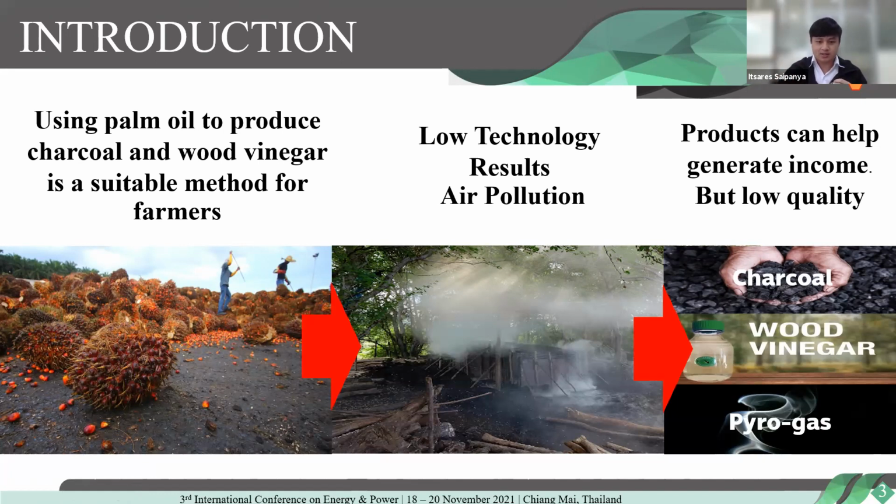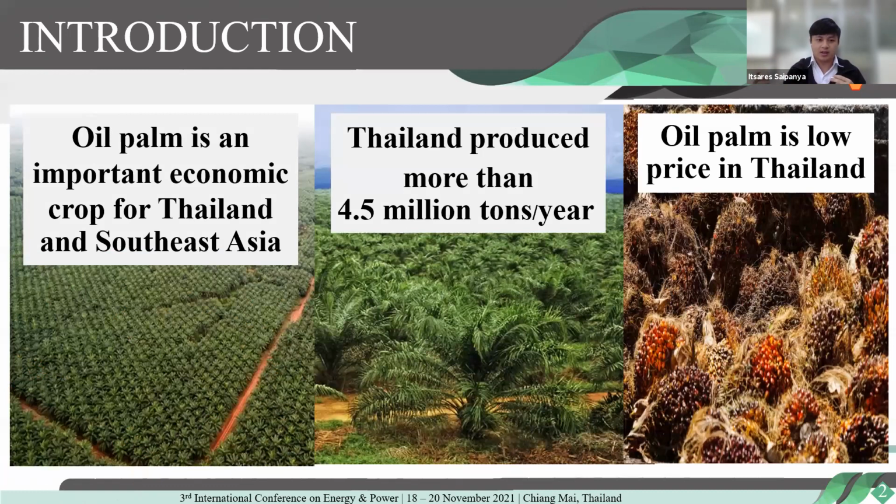Oil palm is an important economic crop for Thailand and Southeast Asia. Thailand produces more than 4.5 million tons per year. And there is also a continued increase in the amount of palm oil. As a result, the price of oil palm decreased, which affects the oil palm farmers.